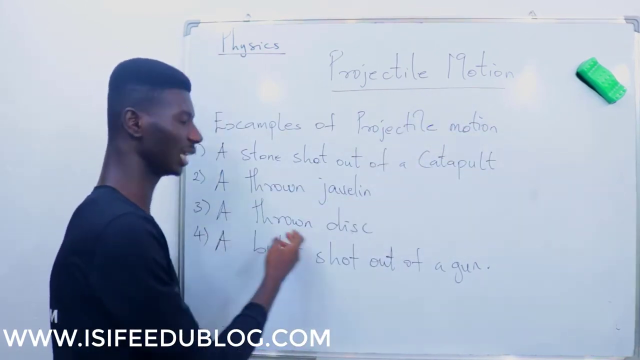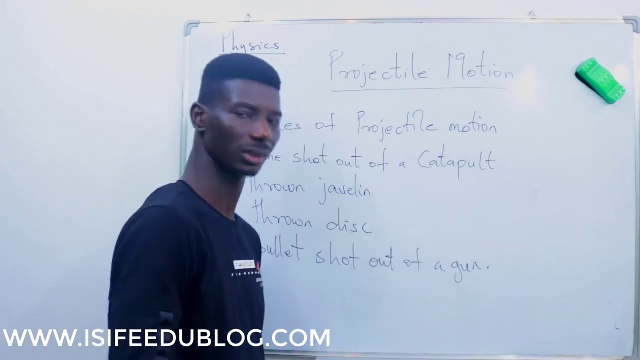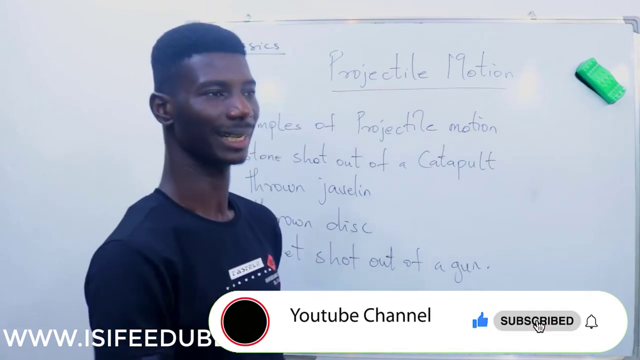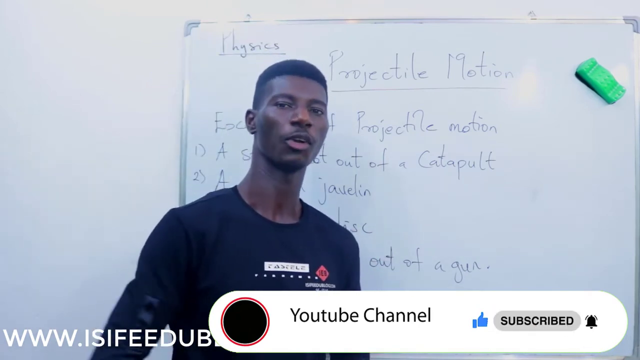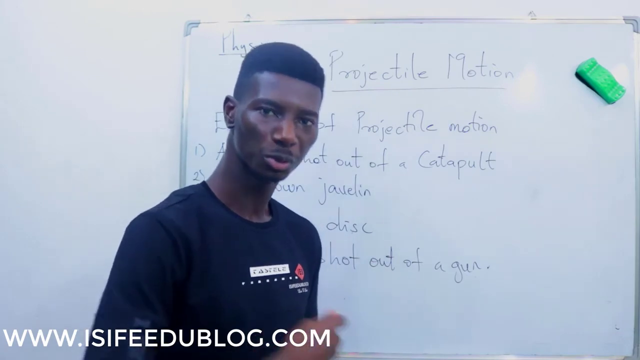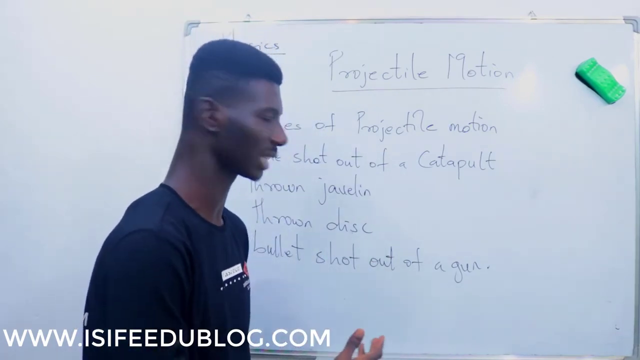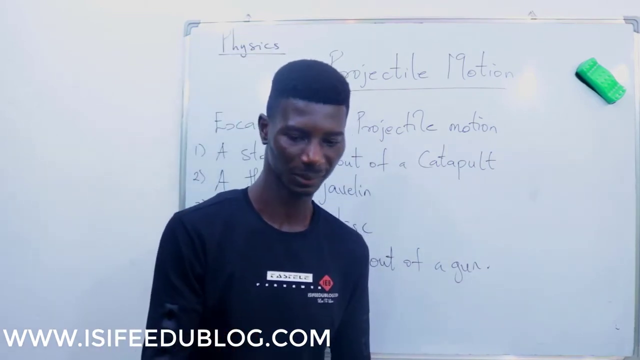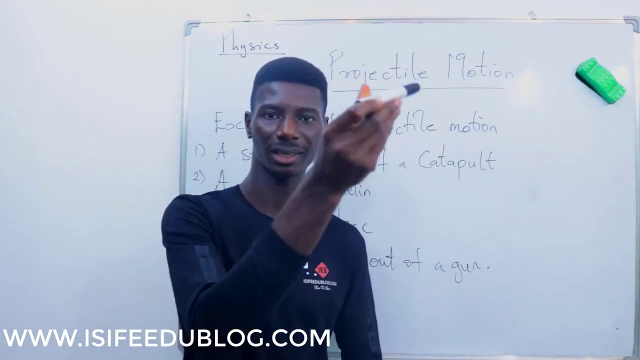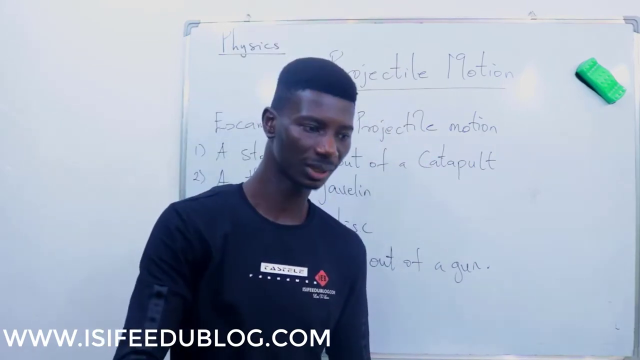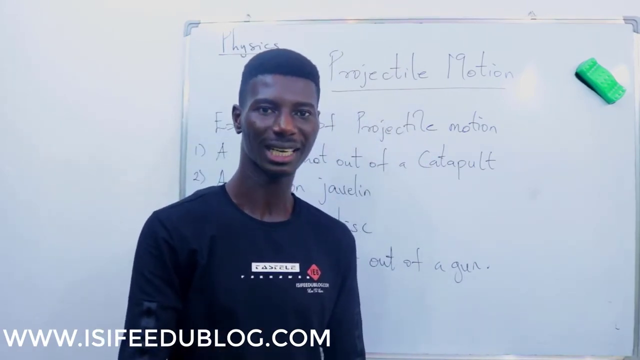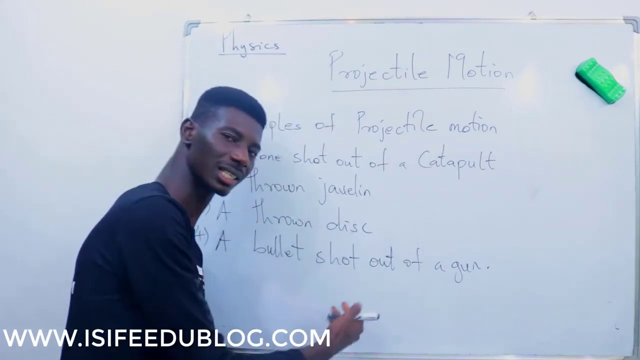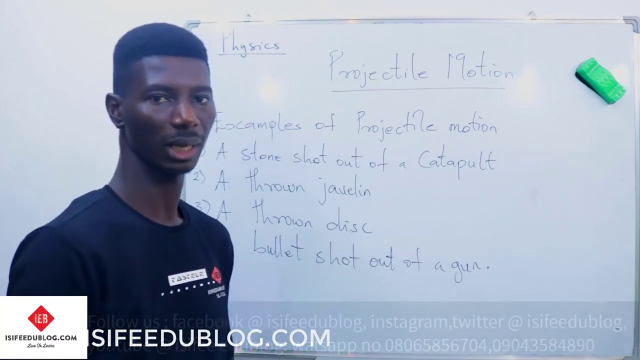The next one, we say a thrown disc. So you can make any object a projectile. There is no specific thing that is a projectile. What matters is how you throw it, or how the thing is being projected. Therefore, this marker I am using to teach can be a projectile, because once I throw it up and it's moving freely before falling down, it's moving under gravity, this marker becomes a projectile. You may not necessarily use this, it's just that for exam's sake, these ones are the ones they normally ask you.